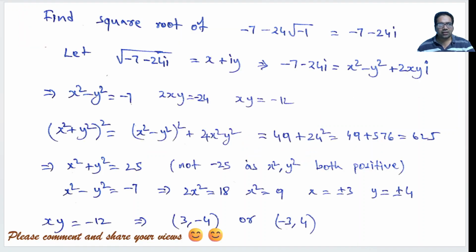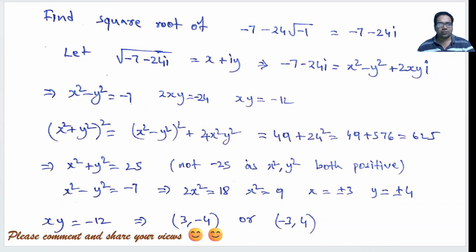Here we have to just assume that whatever this square root is, it is of the form x + iy. Obviously the square root of a complex number would again be a complex number. Let's assume that it is x + iy. Here √-1 means i. Let us write in that notation. So the square root of -7 - 24i equals x + iy.